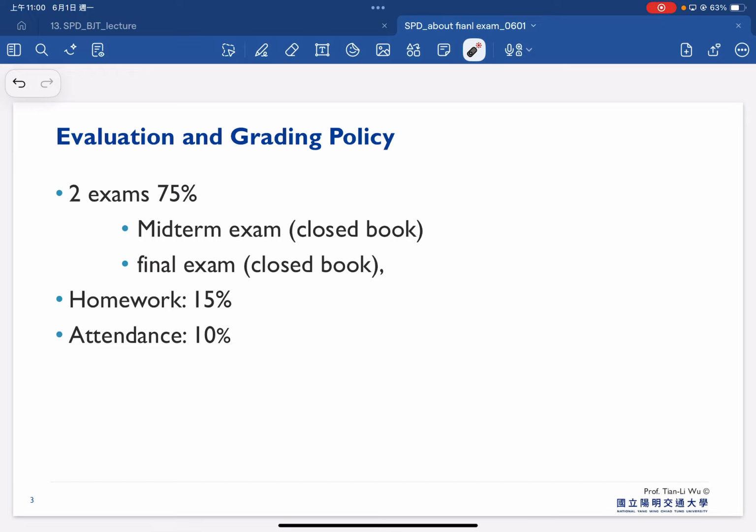Then we have 15% for the homework. Due to the time constraint for this semester, yesterday I already uploaded the solutions for all the remaining 3 homeworks, only for your self-practice. So we don't consider doing the grading anymore. In this semester we only have 5 graded homeworks that will be taken into account for the final grade. And we also have the 10% attendance.